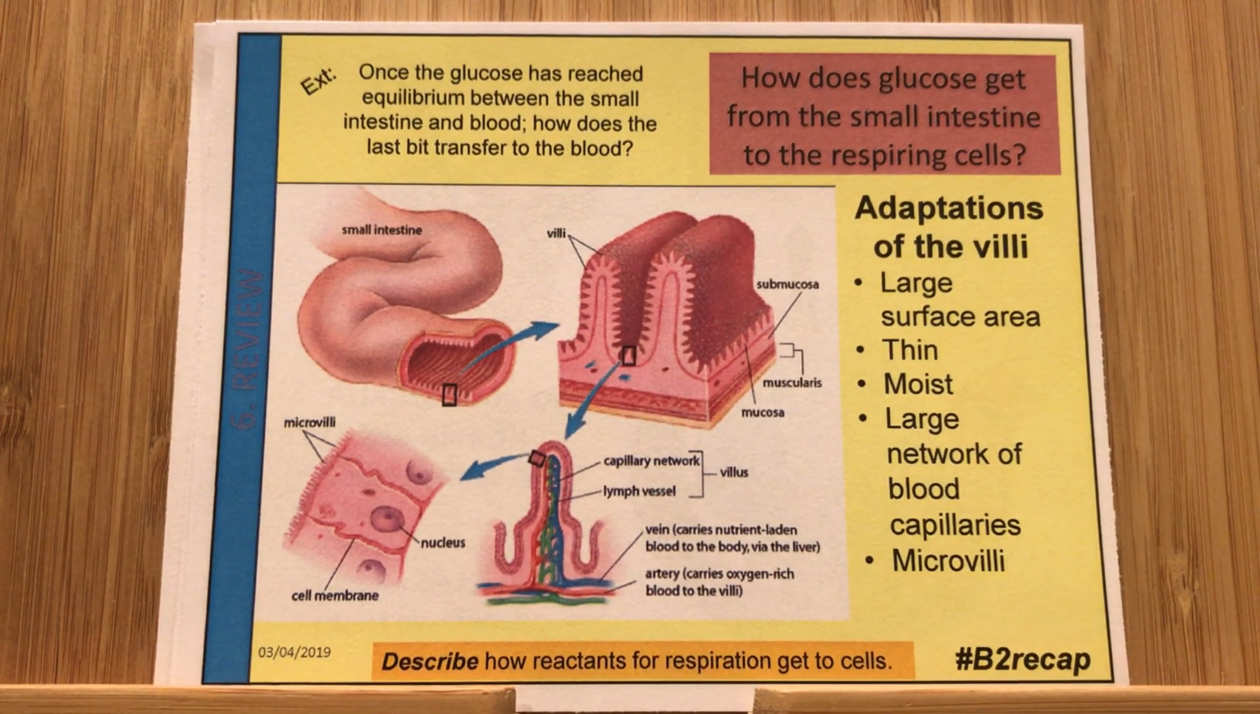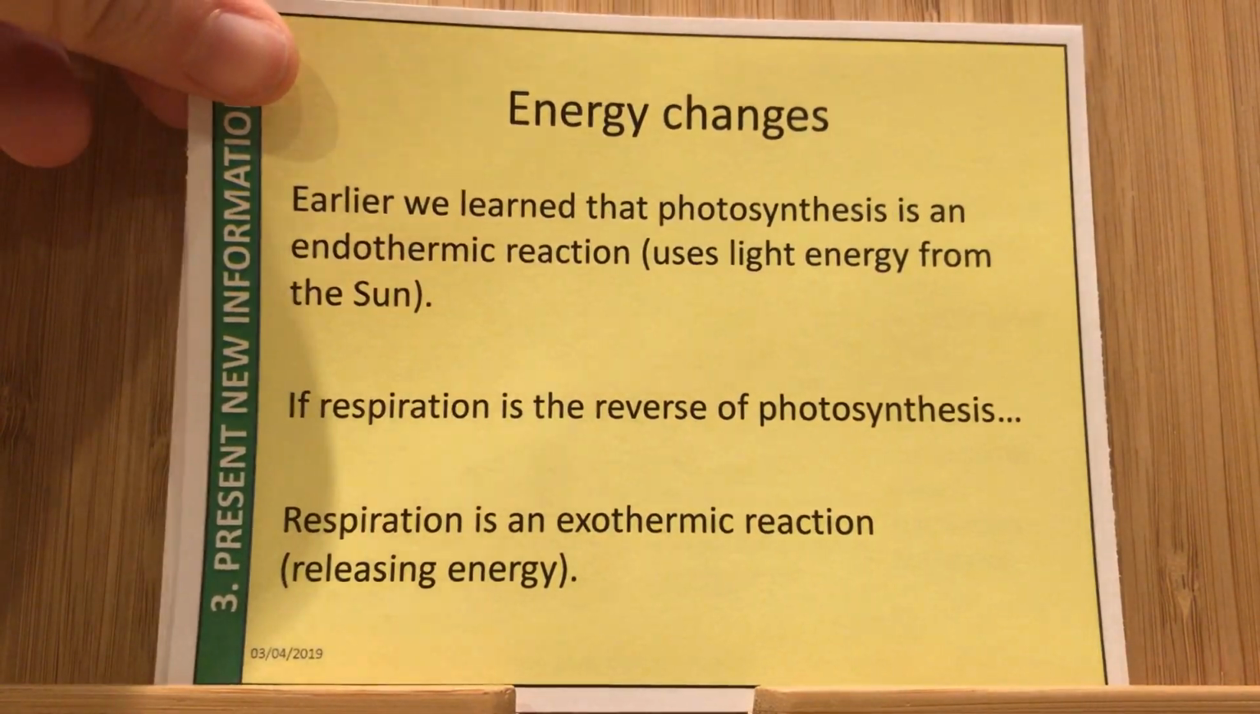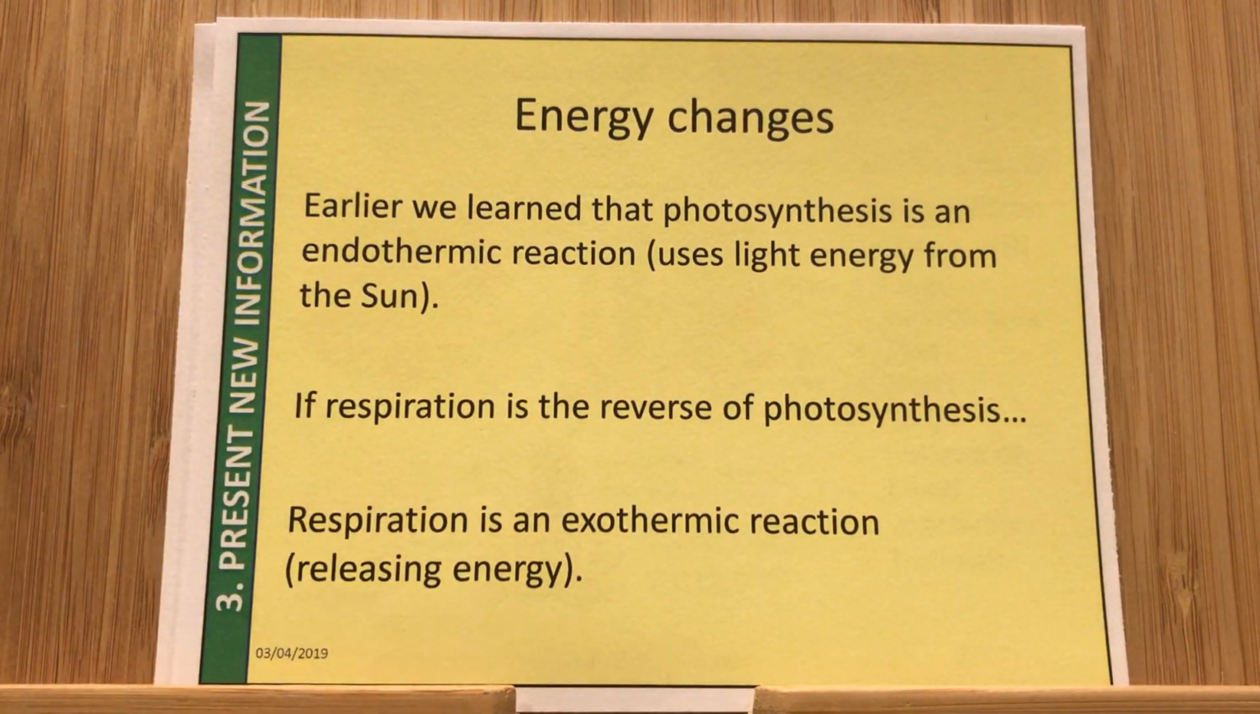Okay, let's just have a look at the energy changes. So we stated earlier that respiration is the reverse of photosynthesis. If you turn that arrow round, you get the photosynthesis equation. Now, we understood, hopefully, that photosynthesis uses light energy. That's why it's an endothermic process. So if photosynthesis is endothermic and respiration is the reverse of it, it must be exothermic. And that makes a lot of sense because the whole point of respiration is to release energy from that store of glucose.